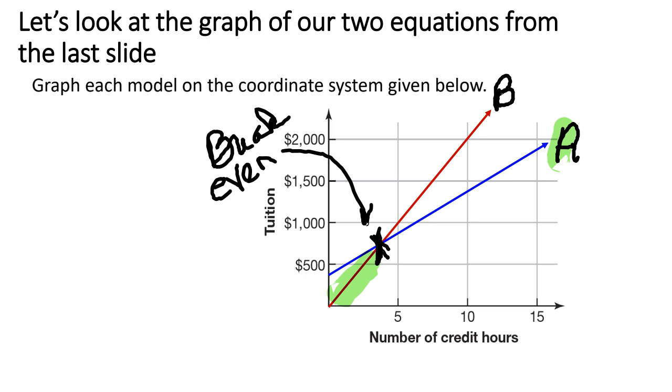Notice at the 10 unit mark, and I'll make this right here. College A, if I want to take 10 units during the summer, is cheaper.